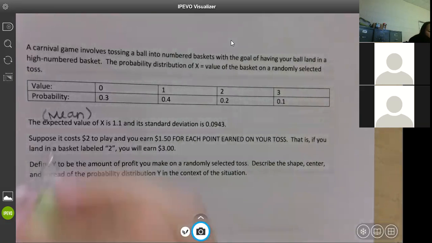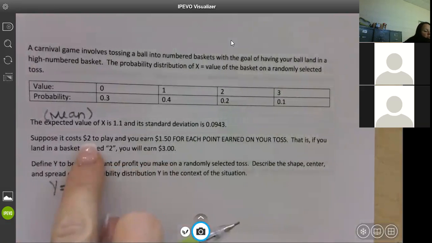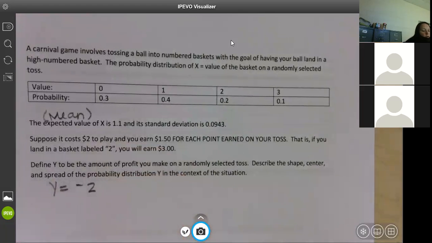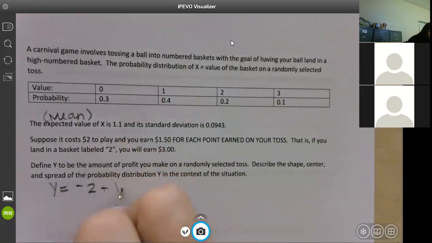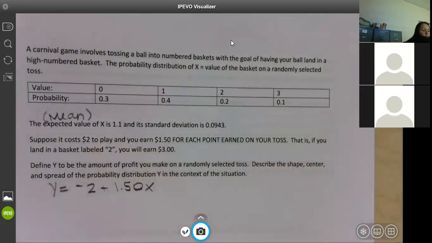So what are you doing? What is my formula for Y? It costs you $2 to play. So what's that mean? You minus 2. But you can earn, which means plus, $1.50 for each throw.